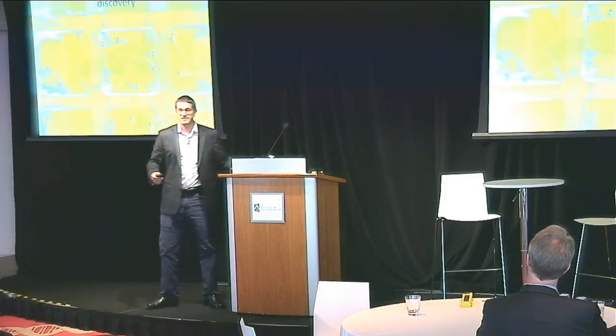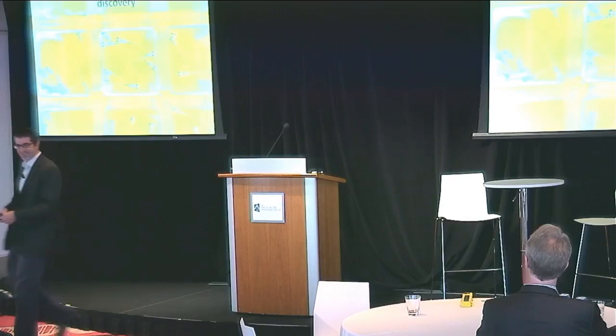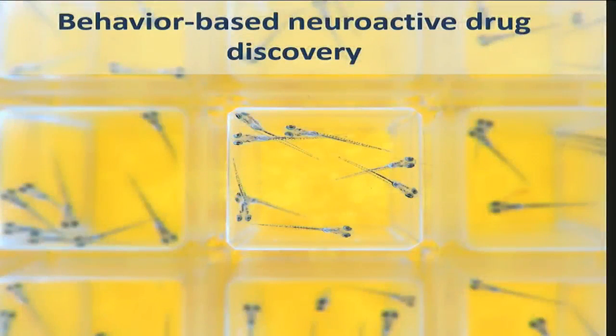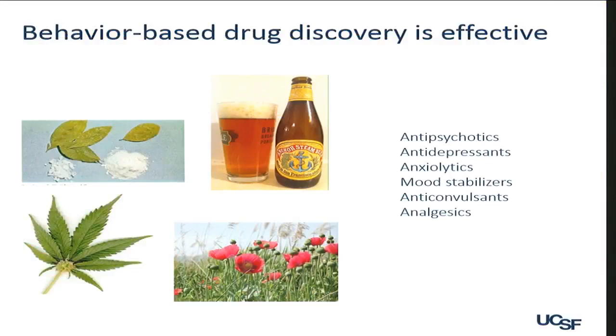So we use zebrafish because they're vertebrate animals with complex brains and behaviors, but they're small enough to fit in 96-well plates, and they live in water, so it's easy to expose them to drugs. And that's important because most neuroactive drugs were discovered based on unexpected behavioral phenotypes. Alcohol, cocaine, pot, and opiates, all discovered based on unexpected phenotypes, and not just natural products, but the prototypes of most modern psychiatric medicines, the first antipsychotics, antidepressants, anxiolytics, all discovered based on unexpected behavioral phenotypes.